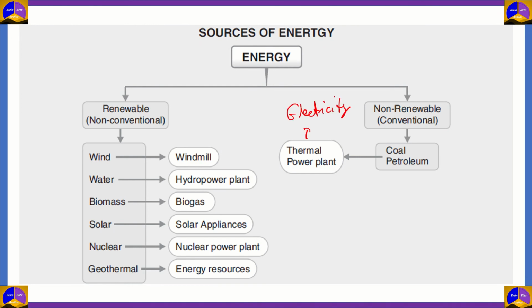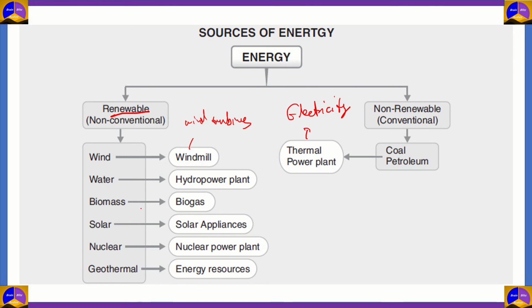But we can also produce electricity using renewable sources, for example, wind. Earlier, we used to use windmills in order to draw water or grind corn, but now we can use wind turbines to produce electricity. Water is used in a hydropower plant in order to spin turbines that produce electricity.